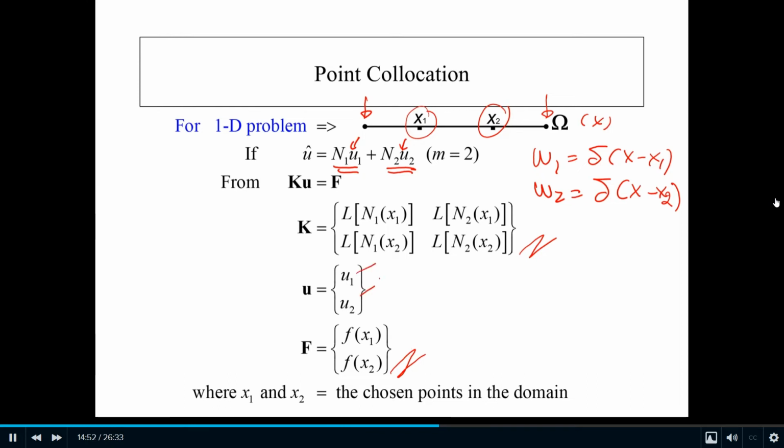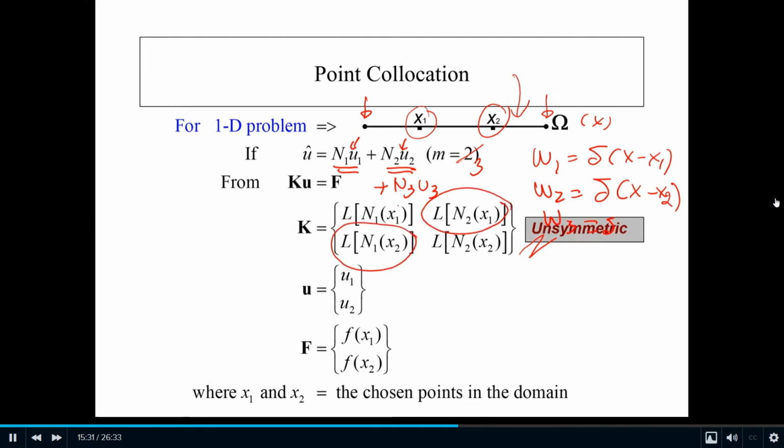If you want to increase the terms, let's say I want to use m equal to 3, you select another suitable function here and u3 here. But in that case, you must have w3 also, and you have to select x3 at another point within the domain, and then you can increase the terms of approximation to get a better solution, as you want. But in any case, when you do this, the matrix K here is going to be unsymmetric. Here, right? K21 is not going to be equal to K12, right? That is for the first choice of weight function, the delta function, and we call it point collocation.